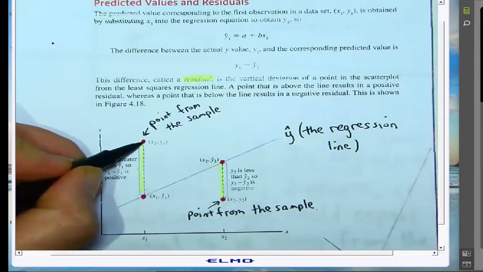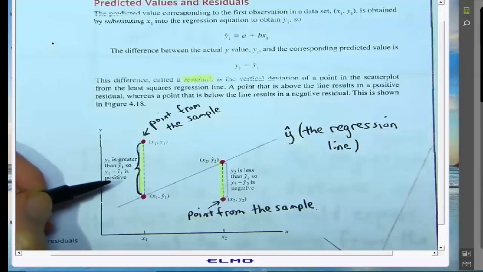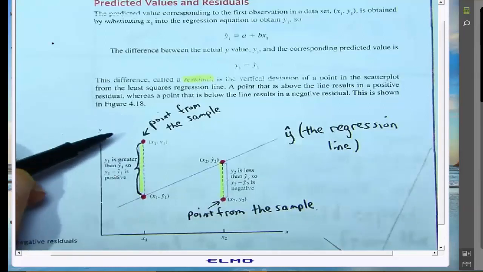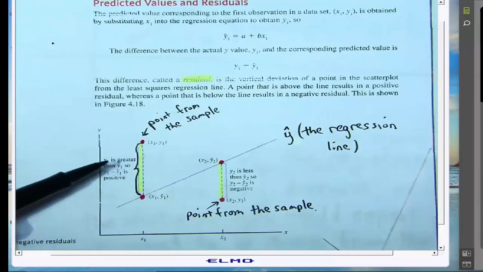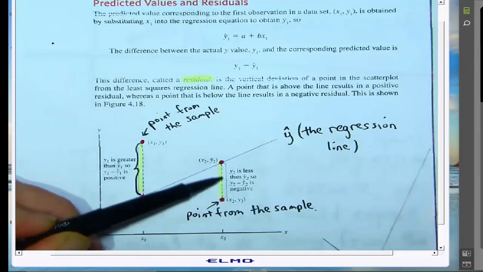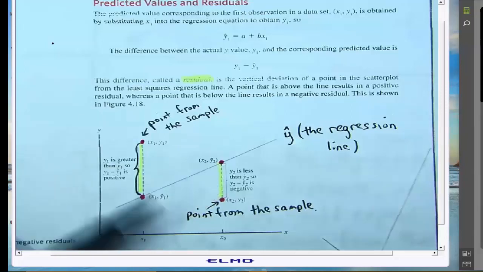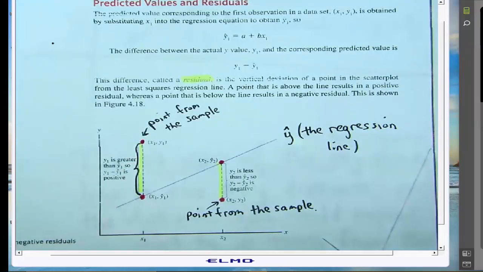And this vertical distance that this first point is away from the regression line, the length of that dotted line right there, that is the residual of this point. So each one of these points has a residual. It's nothing more than the length in the vertical direction that the point is away from the regression line. And if your data set has a good fit, then all of these residuals should be pretty small, okay?